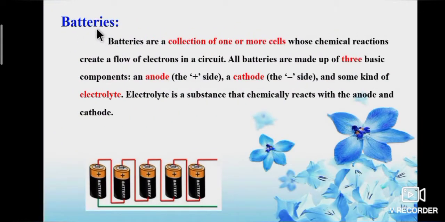Next, we have seen batteries. Batteries are a collection of one or more cells whose chemical reactions create a flow of electrons in a circuit. All batteries are made up of three basic components: anode, cathode and electrolyte. Electrolyte is a substance that chemically reacts with the anode and cathode. So, anode is positive side, cathode is negative side.